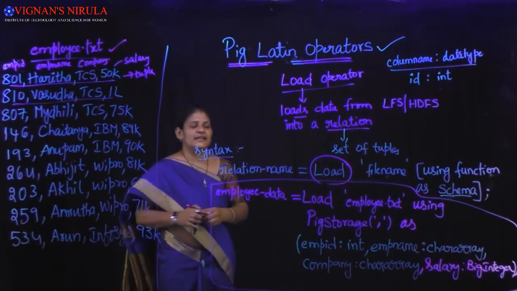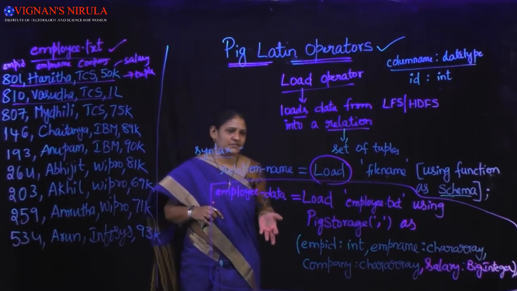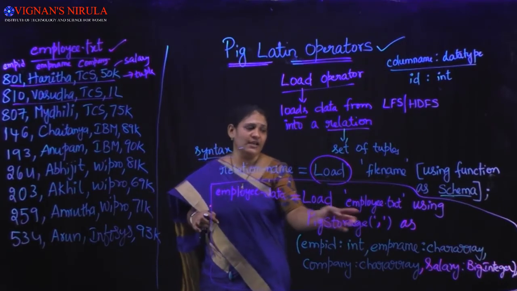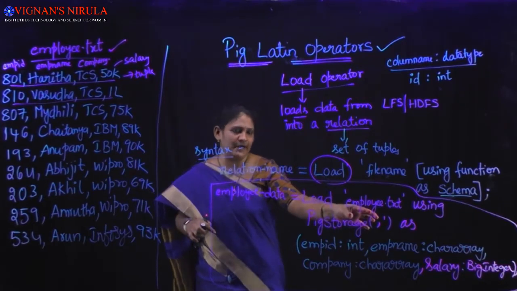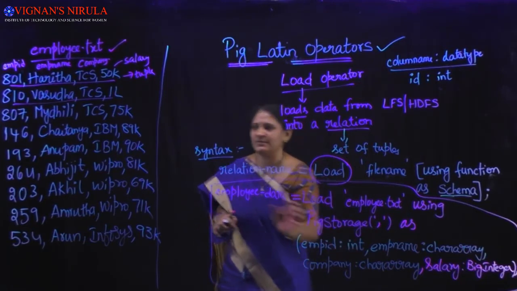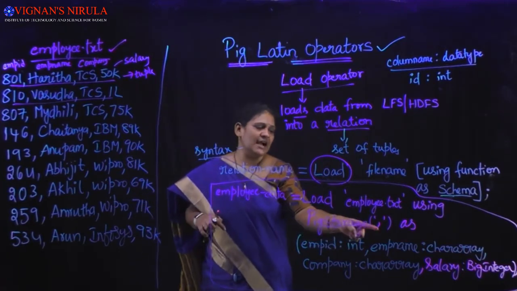I can load the data from any file system, either a local file system or an HDFS file system, by using this syntax: relation name equals load, give the file name. You need to give the complete path here. Which function have I used? PigStorage. Why have I used PigStorage? Because this is structured data, and this is the delimiter.